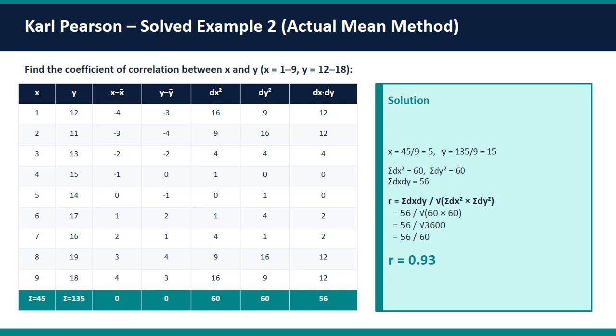Then we are going to compute summation of dx square is equal to 60 and summation of dy square is equal to 60. Then we are going to find summation of dx dy, which is equal to 56. Now by applying all the values in the given formula, we will be getting the r value as 56 divided by 60, which is nothing but 0.93. So 0.93 is much nearer to plus 1. So we can interpret that the given problem has a very strong positive correlation.